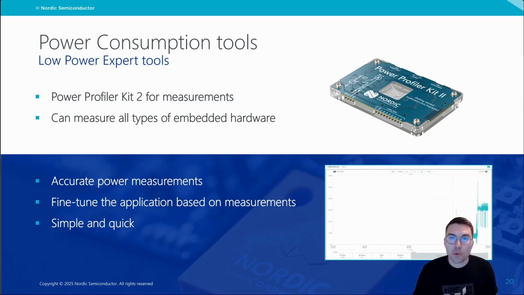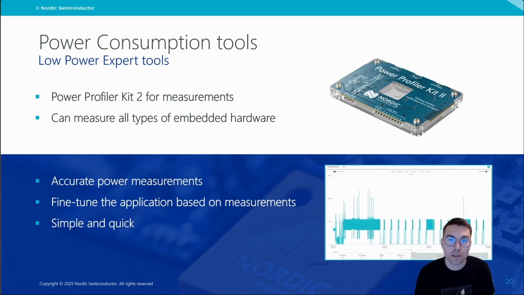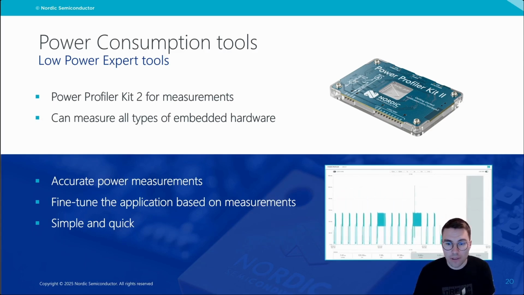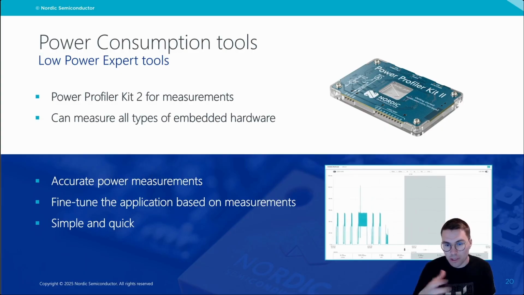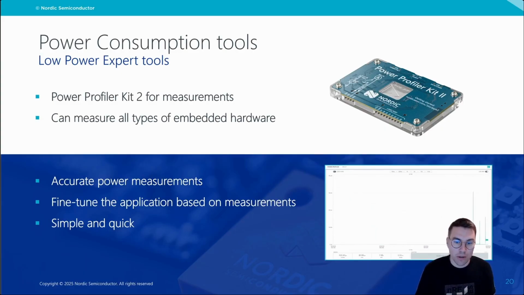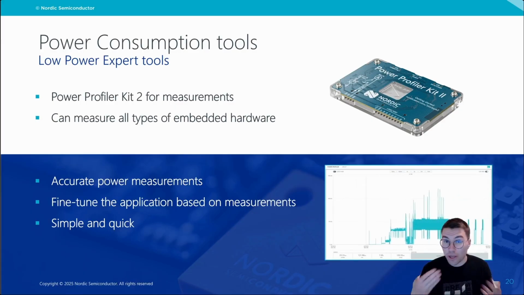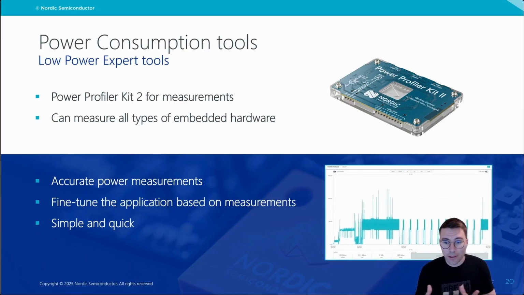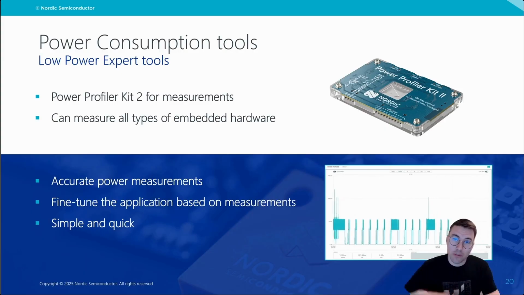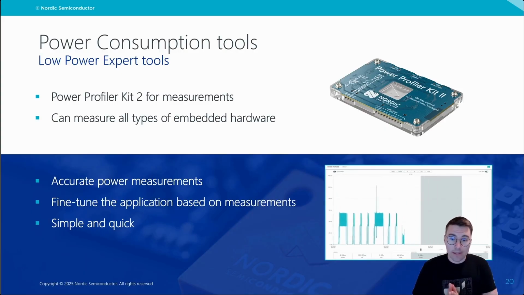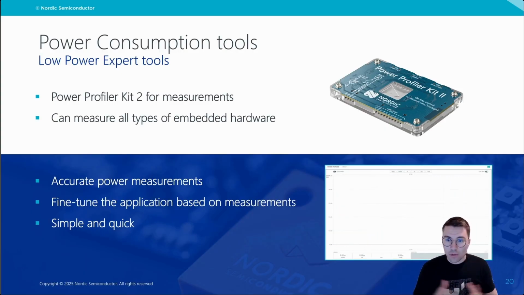And that moves us over to the power consumption tools. We have the Power Profiler Kit 2, which you can use to measure all of your embedded devices. And we have this tool in nRF Connect for Desktop, which gives you this waveform, provides you the average current consumption, etc. So you can do accurate power measurements, and then fine-tune your application based on this measurement. So all this to make your lives easier and your development faster.